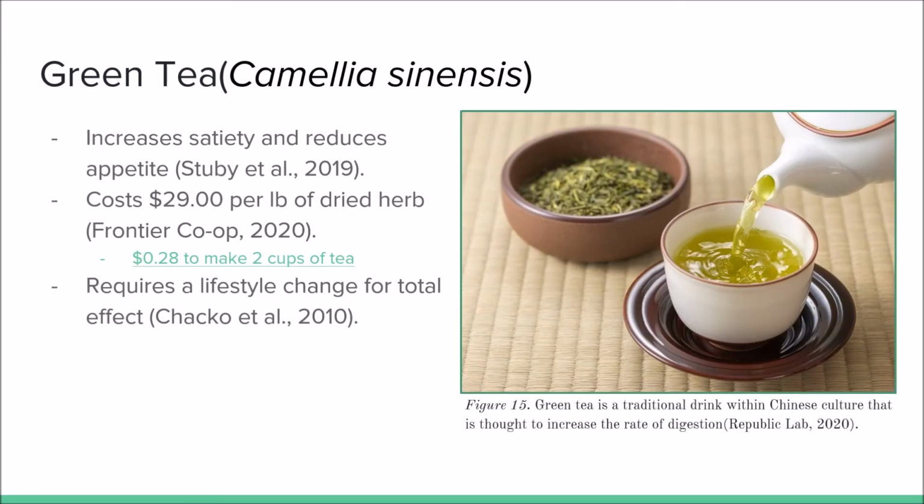In a study that I found, green tea was actually found to increase satiety and also reduce appetite, which would be perfect for preventing and treating obesity, as the less people eat, the fewer calories they take in and the less weight they gain. It costs $29 per pound of the dried herb, but that means that it costs 28 cents to make 2 cups of tea, and 2 cups of tea is the daily dose recommended to help lose weight. However, it does require a total lifestyle change for the complete effect.